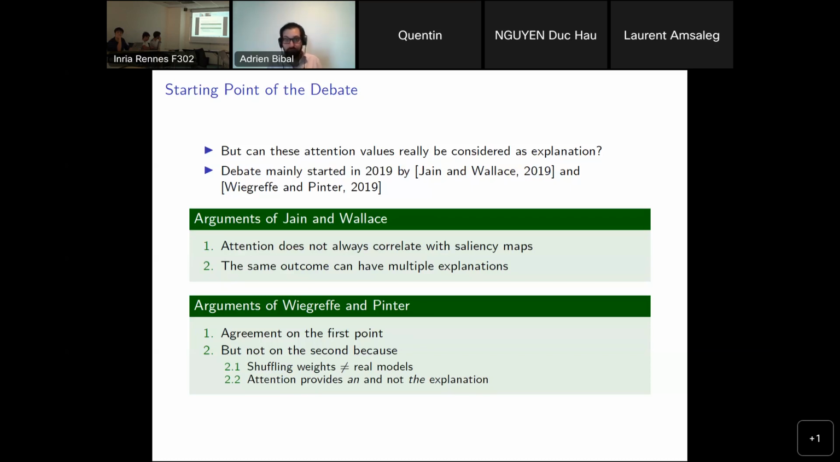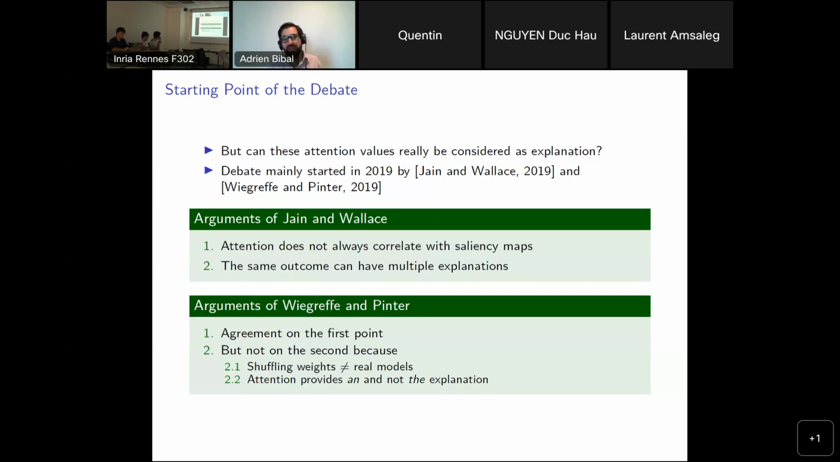So the first paper, the one from Jain and Wallace, started with two arguments. The first one was that attention does not always correlate with saliency maps. The hypothesis here is that saliency maps are a somewhat reliable tool to assess explanation. So as attention does not correlate with this technique that's really well known and relatively trustworthy, then we can say that there is a problem with the fact that attention does not correlate with it.